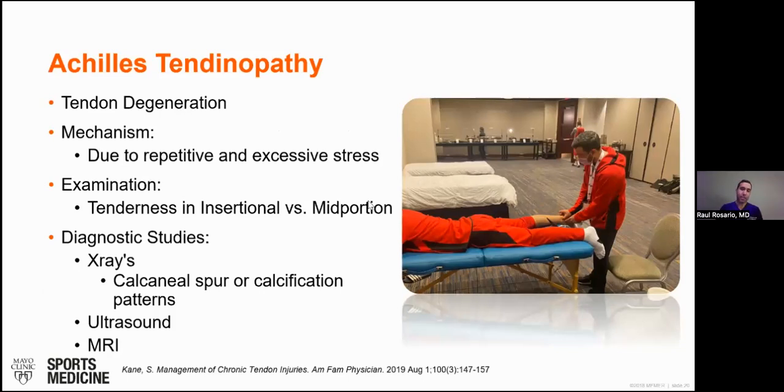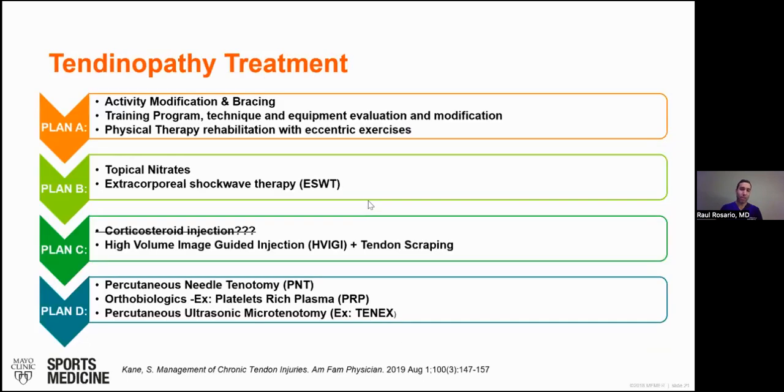And this is a 60-minute talk of different treatment options, but this is kind of my protocol of different options that I consider. Definitely rehab therapy, eccentric exercise. We can use topical nitrates. We can do extracorporeal shockwave therapy. Steroid injection for Achilles tendon is not a good idea because it increases the risk of rupture, so we never do that. But for other tendons, it can be considered.